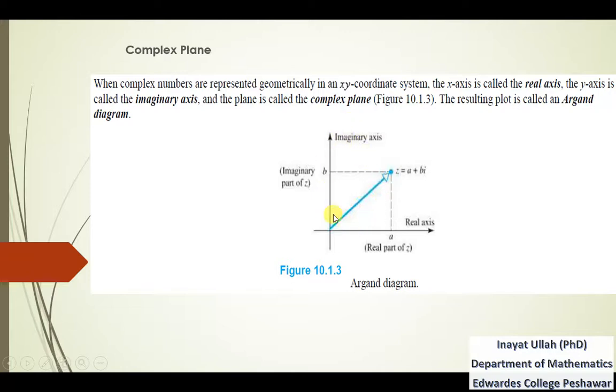This diagram, in which we have represented this complex number as a vector, is called an Argand diagram. Whenever a complex number is represented as a vector, the diagram thus obtained is called an Argand diagram.